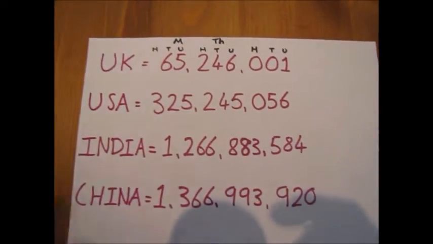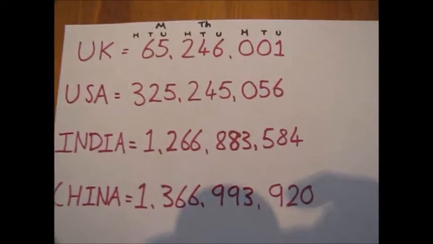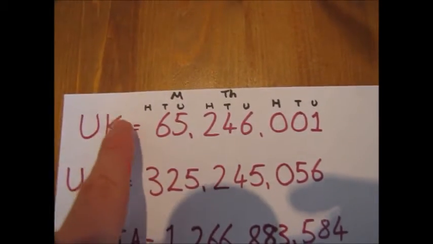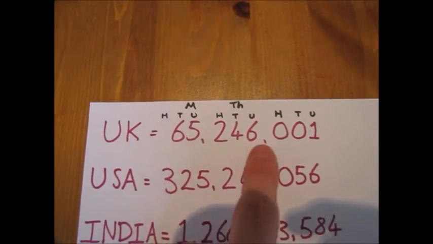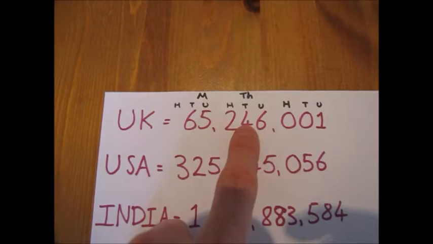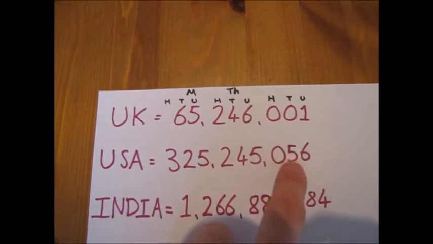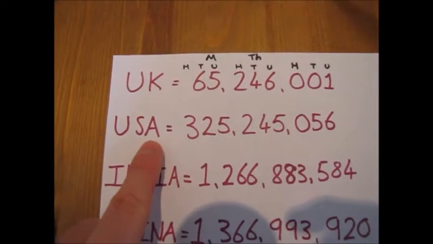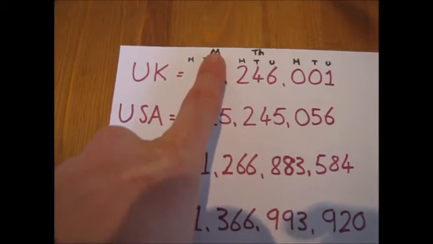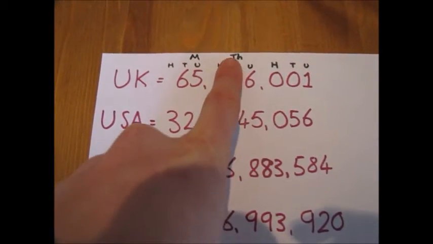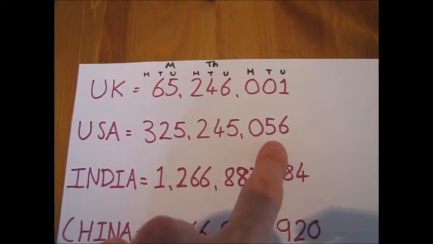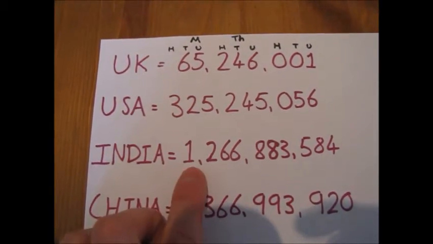I've found massive numbers, the populations of different countries to be precise. So I found the UK population here. We've got 65,246,001. Wow, that is a lot of people. Then in the USA, we've got 325,245,056. Wow.